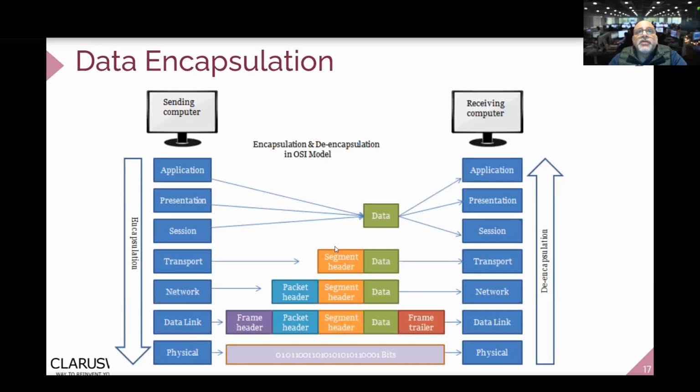So this is actually a better illustration of what we mean by segmentation, right? You have the initial data at these three layers, and then these layers down here add headers to encapsulate the data. And it's these headers that eventually allow the corresponding layers on the other side to decode them.